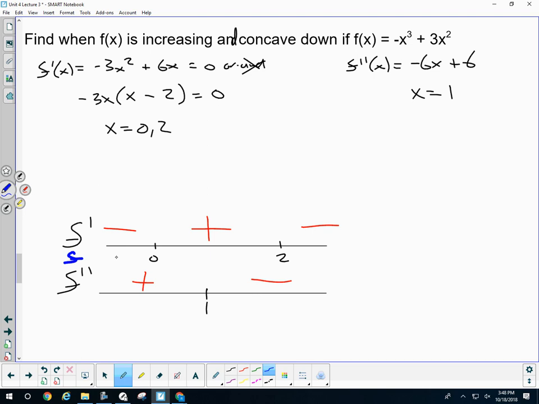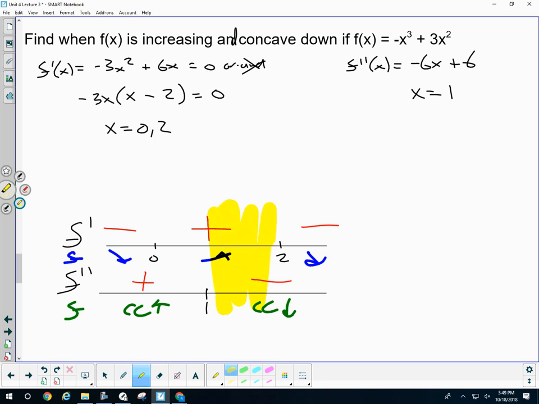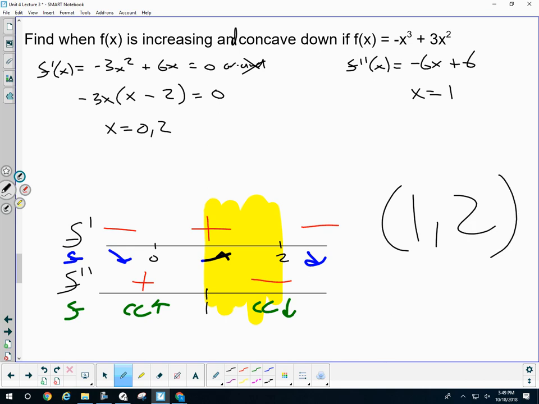This is telling me f is going down, then up, then down. This is telling me that f is concave up and concave down. We need the overlapping area. The overlapping area when we are increasing, which is right here between 0 and 2, and concave down, which is from 1 to infinity, is just from 1 to 2. That's when my first derivative is positive and my second derivative is negative. That's it. Okay? Great. Moving on.